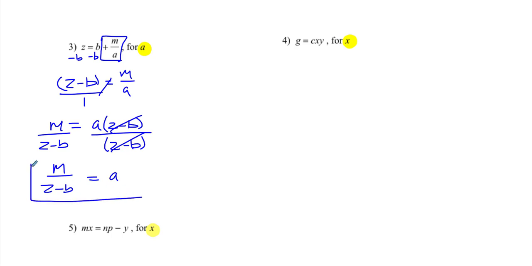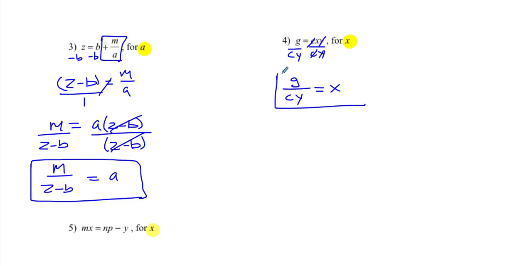Okay, so some of these might take a few little steps to get to where you need to go. Okay, I got g equals cxy. I got 3 factors in this product. I'm trying to keep the x so I can get rid of the c, get rid of the y, and I do that by dividing. So g over cy. So I now got g over cy. C goes away, y's go away. I got just the x, and I am done.